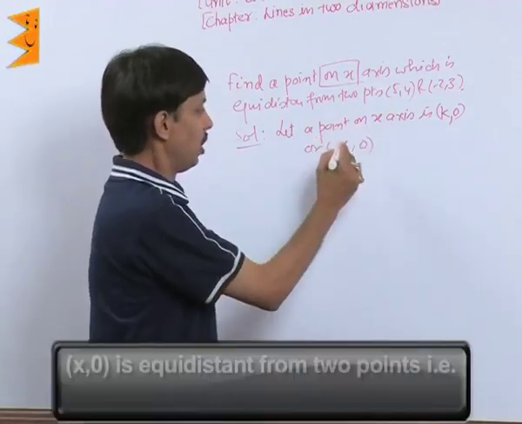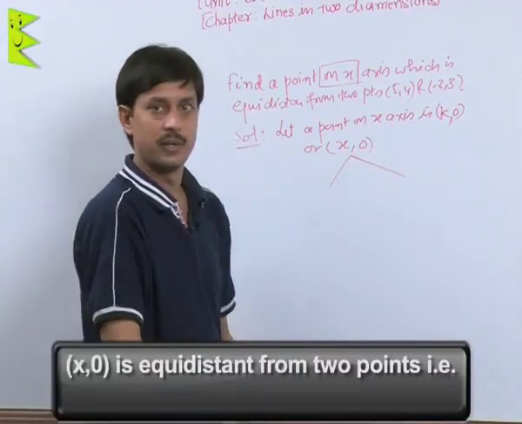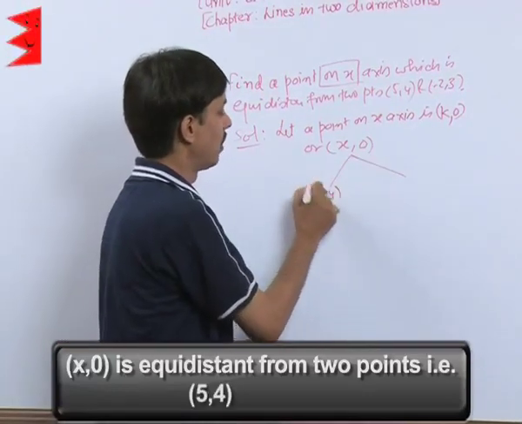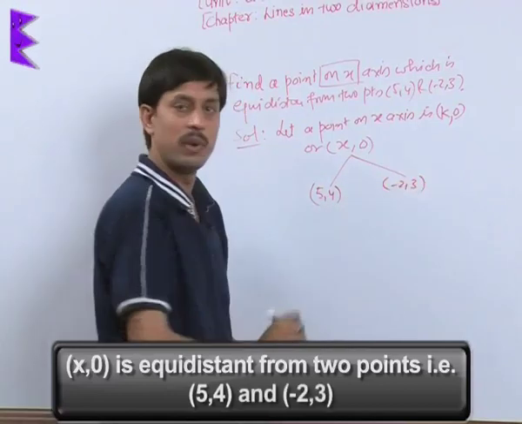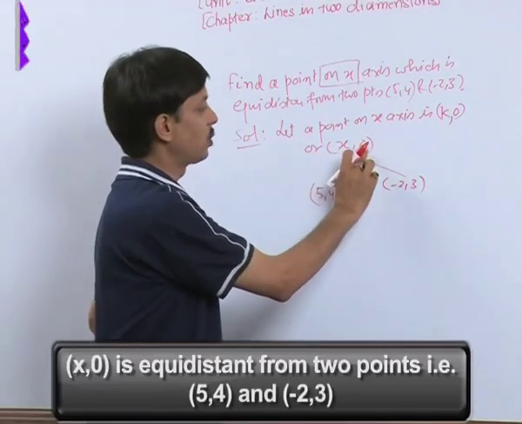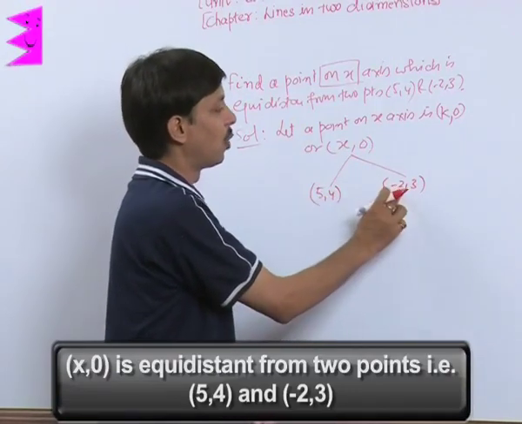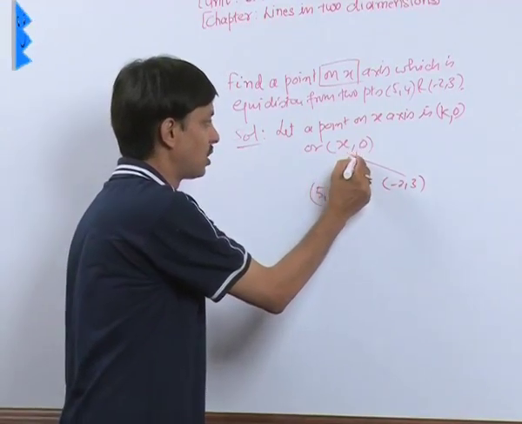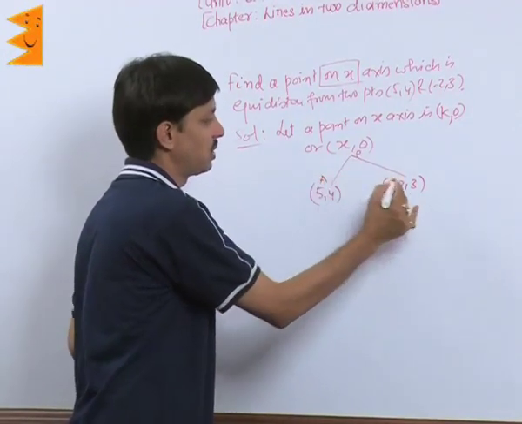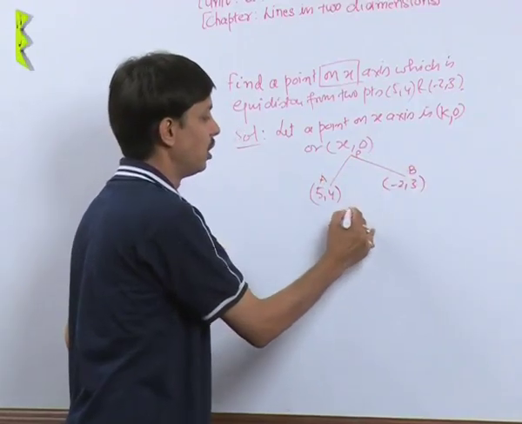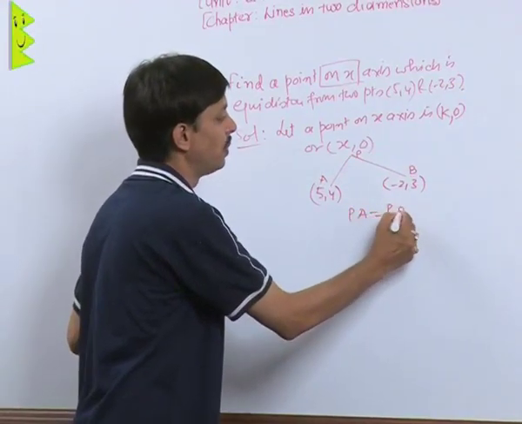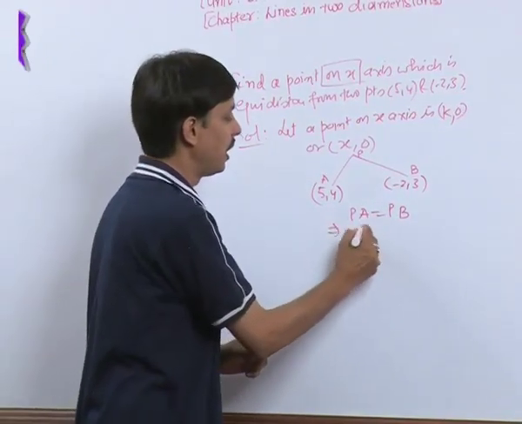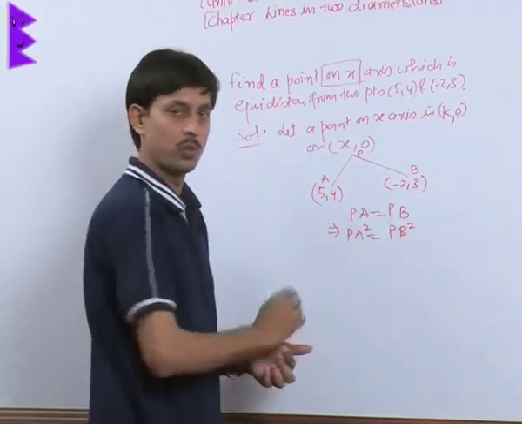Now, this point (x, 0) is equidistant from two points, one is (5, 4), another is (-2, 3). The distance of the point (x, 0) is equal from (5, 4) and (-2, 3). So if we use the distance formula, suppose this location is P, this location is A and this location is B. So PA is equal to PB as per the given situation, or you can say PA squared is equal to PB squared.